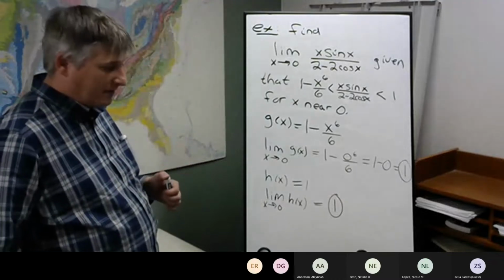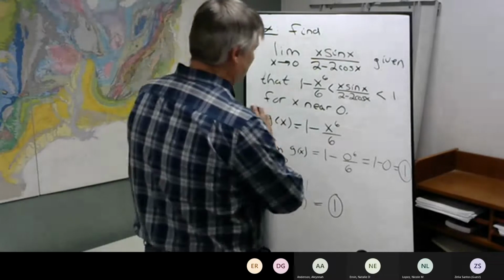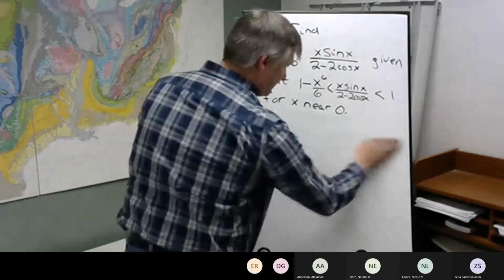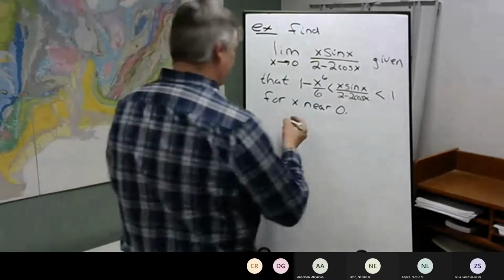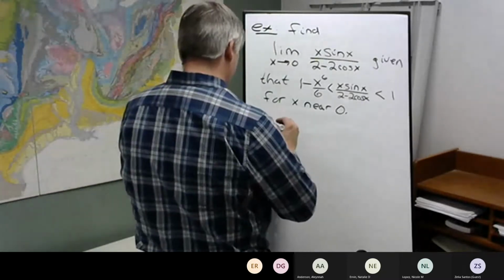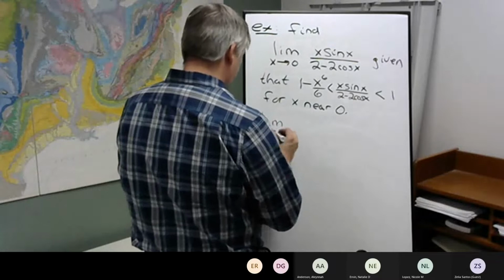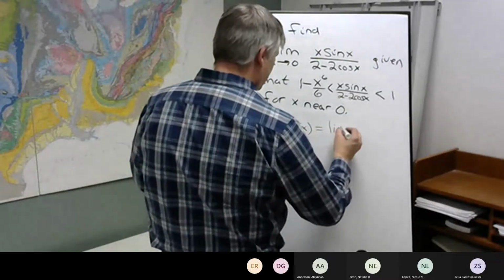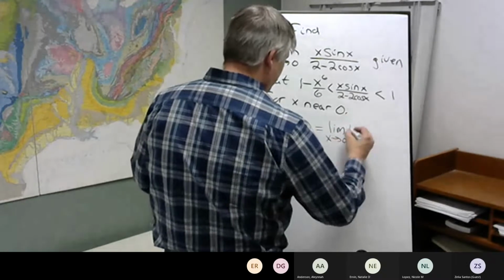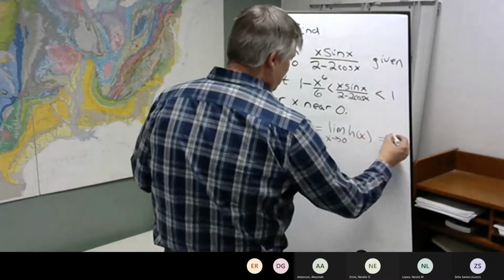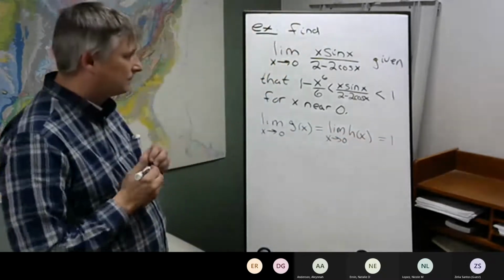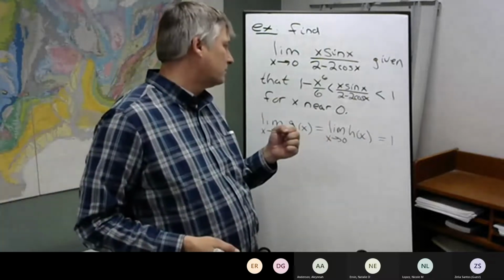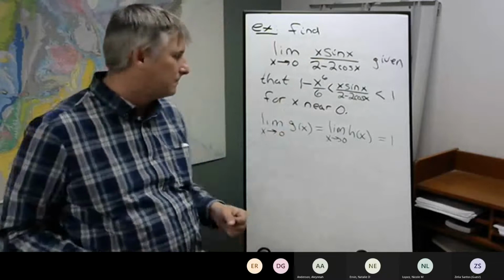So here's the point. The limit as x goes to 0 of g of x equals the limit as x goes to 0 of h of x, which is equal to 1. And we've been told that near x equals 0, this inequality holds.